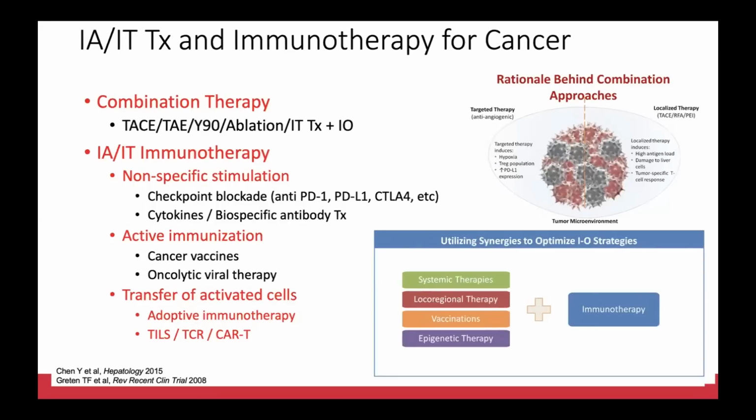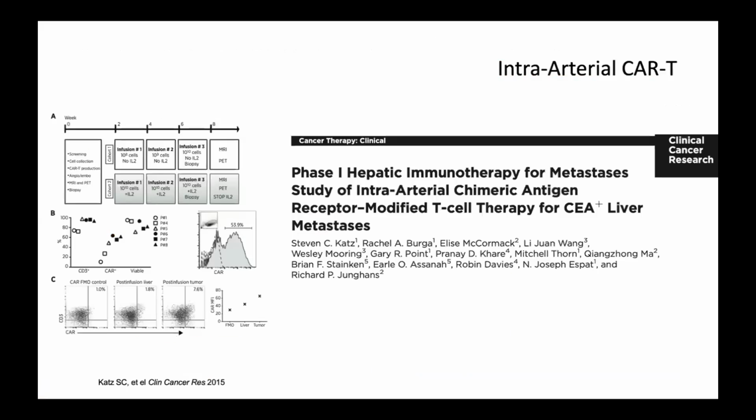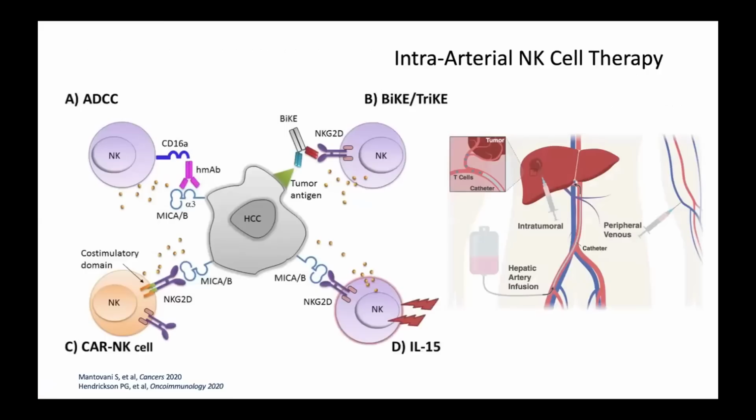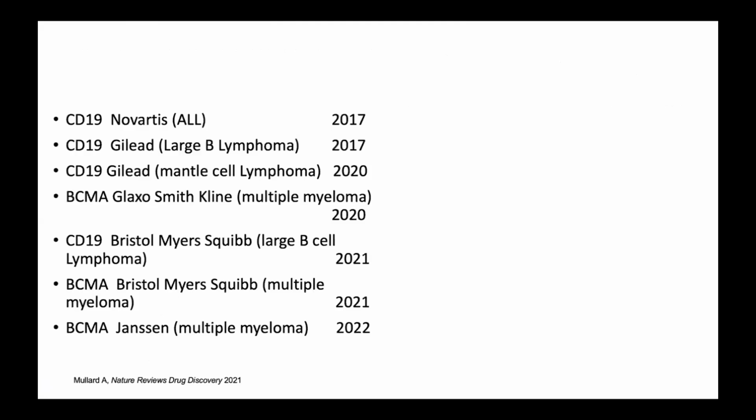The transfer of activated cells or the adoptive cell therapy, I think is coming. These were the studies in the past: intra-arterial CEA targeted CAR T. And this is for the liver mets from colon cancer, pancreatic cancer study, intra-arterial for the liver. A lot of people are working on intra-arterial NK cell therapies.